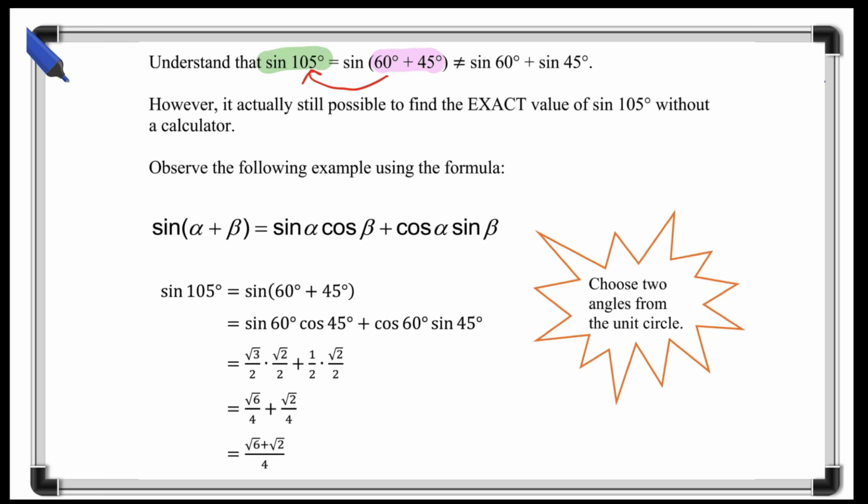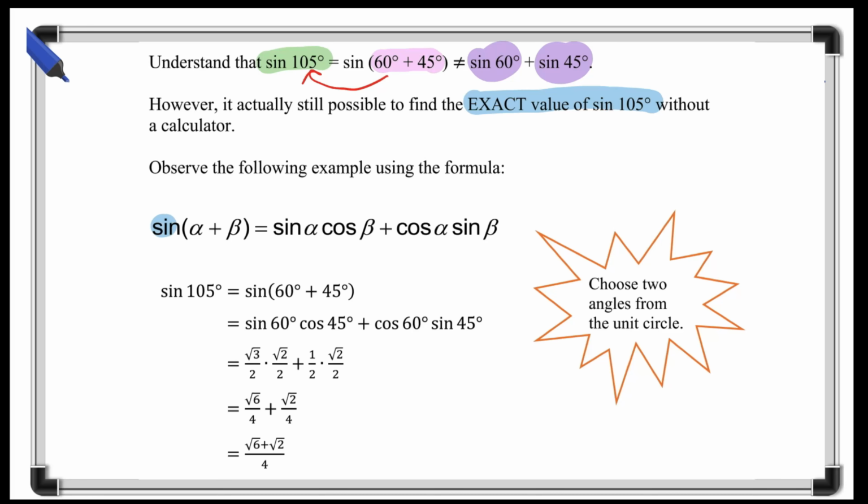It is not the same thing as saying, I'm going to take the sine of 60 and then add it to the answer of the sine of 45. So please know that those are two different things. We also want you to be familiar with the fact that it is possible to find the exact value of the sine of 105 degrees without a calculator by observing the sum and difference formulas.